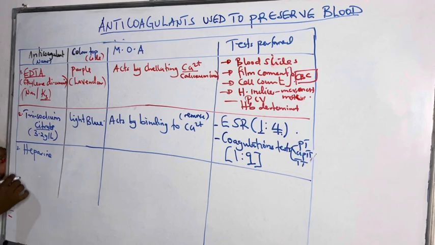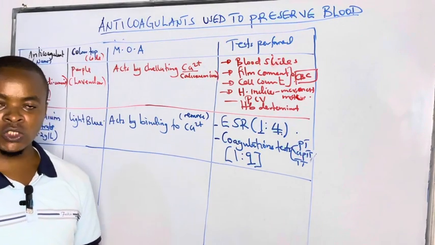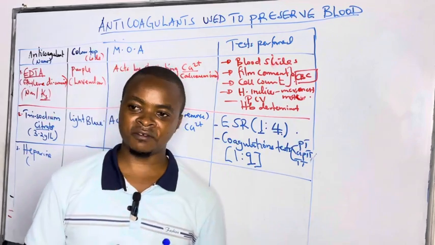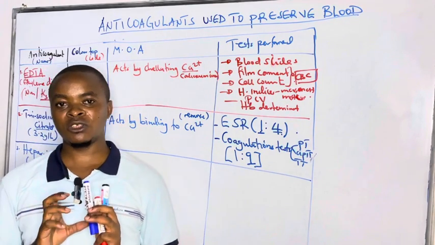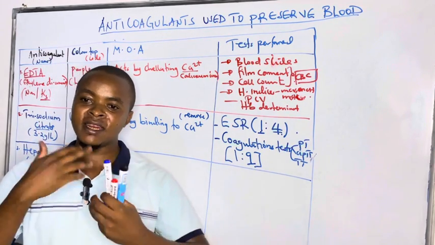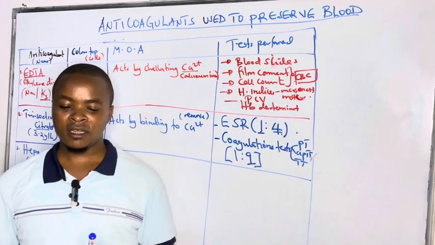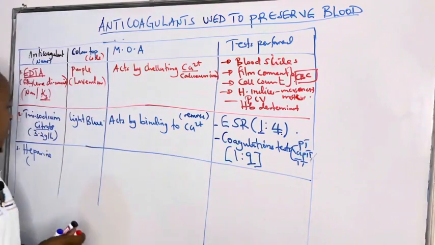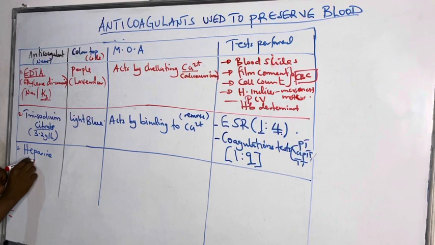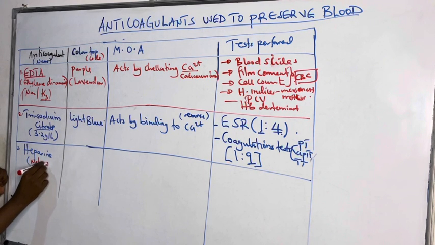And this heparin, we normally say, it is also naturally occurring in our body. So we can always ask you on objective which of the following hematological anticoagulants can be naturally found in our body? That is heparin. So heparin is naturally found in the body.